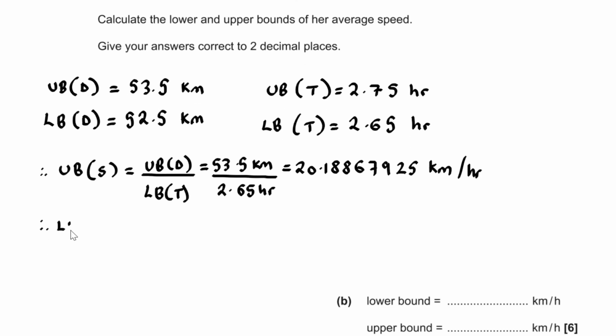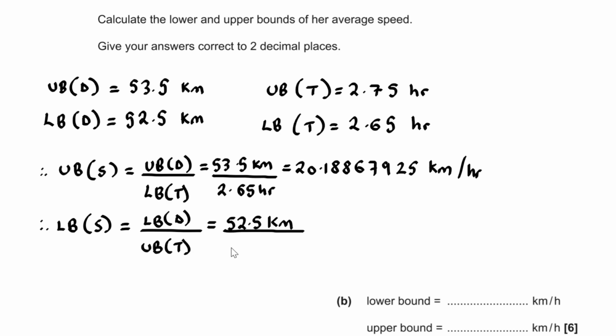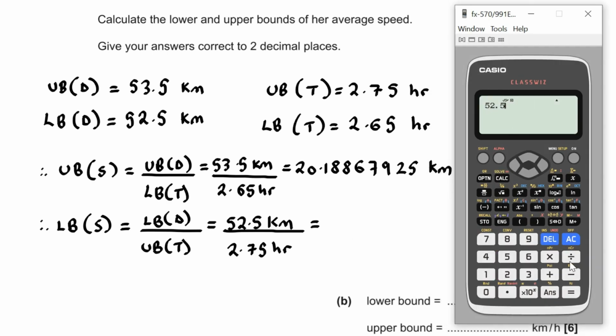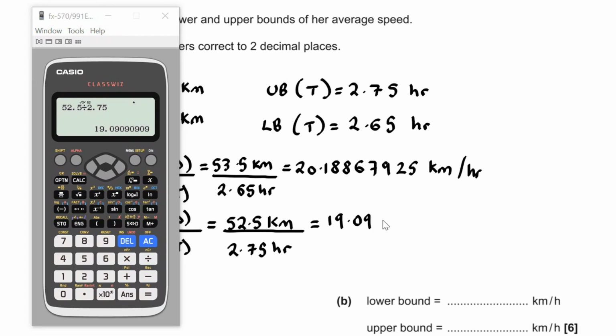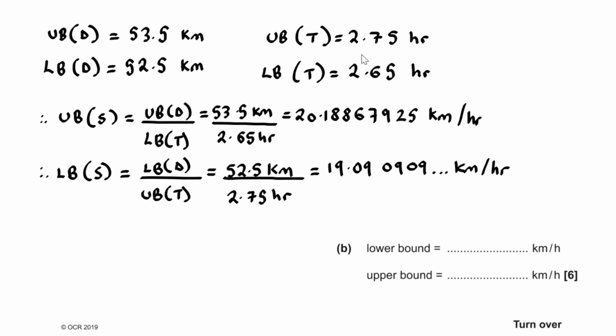And for the lower bound of the speed, that's equal to the lower bound of the distance divided by the upper bound of the time. So the lower bound of the distance we have 52.5 kilometers, and the upper bound of the time we have 2.75 hours. So if we work this out, we have 52.5 divided by 2.75. It turns out here we get 19.090909, etc. kilometers per hour, and we need to give these to two decimal places. So here we have 19.09 and 20.19 as the lower and upper bound respectively.